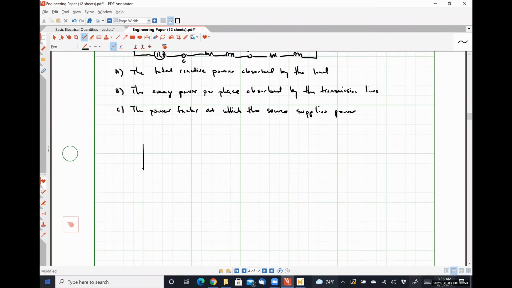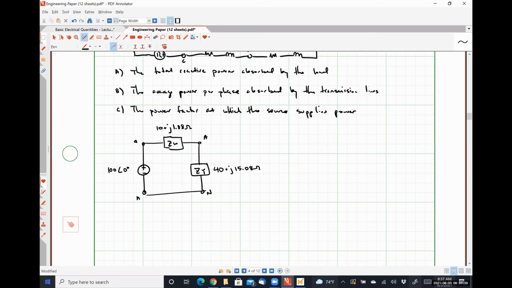So our single phase circuit: 100 angle 0 degrees. Here's lowercase a, here's lowercase n. I have this impedance, ZW, which is 10 plus j 1.88 ohms. Here's uppercase A. Here's our impedance ZY, which we know to be 40 plus j 15.08 ohms. Uppercase N, short circuit.